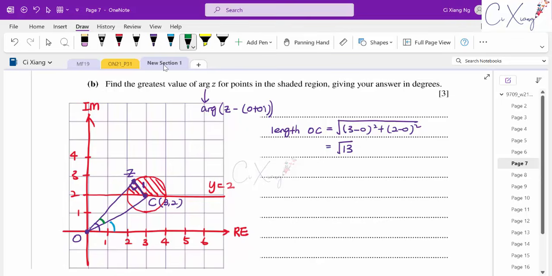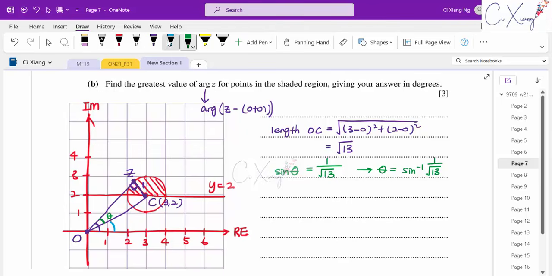To find the green angle, I label it as theta. I will use the right angle triangle to help me. From the right angle triangle, what is the value of sine theta? It is opposite over hypotenuse. The opposite is ZC, which is 1, divided by the hypotenuse. What is the hypotenuse? It is actually OC, which is square root 13. So from here you can get theta. The green angle is theta equals sine inverse of 1 over square root 13.